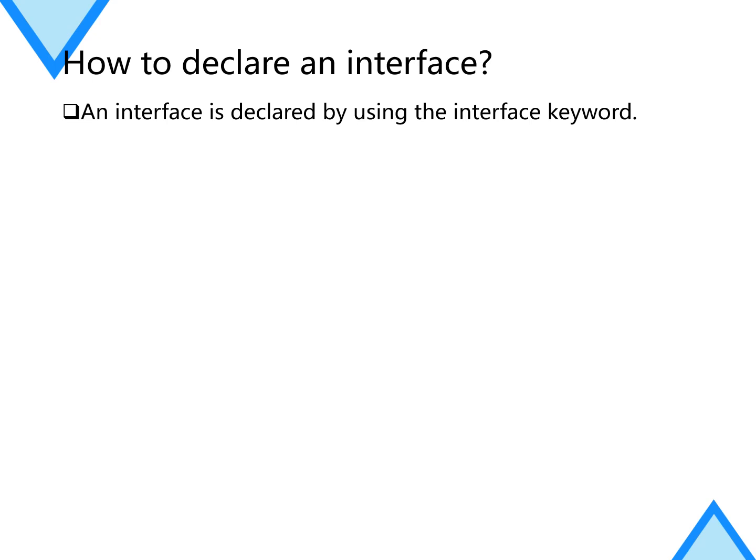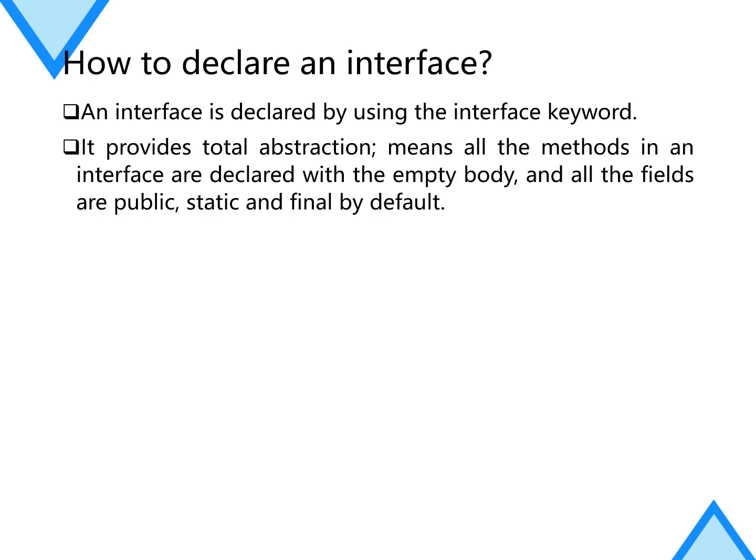How to declare an interface? An interface is declared by using the interface keyword. It provides total abstraction, meaning all the methods in an interface are abstract. At the start of the lecture, we covered how to implement abstraction. There were two ways: the first one through abstract classes and the second one through interfaces. Through abstract classes we can implement abstraction from 0 to 100%, but through interfaces we can implement abstraction 100%. It provides total abstraction, meaning all the methods in an interface are declared with an empty body and all the fields are public, static and final by default.